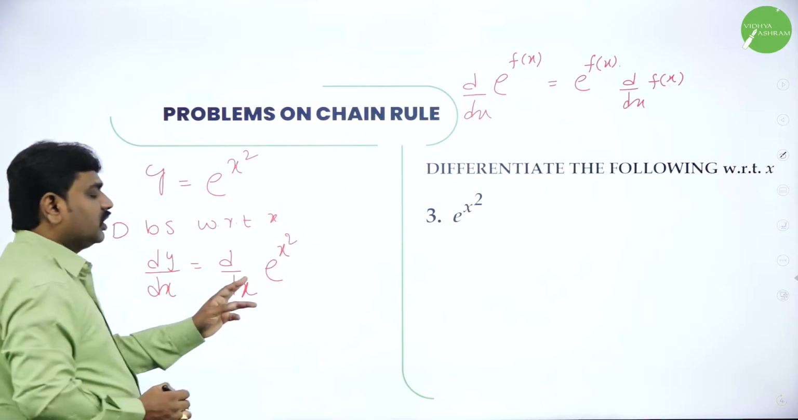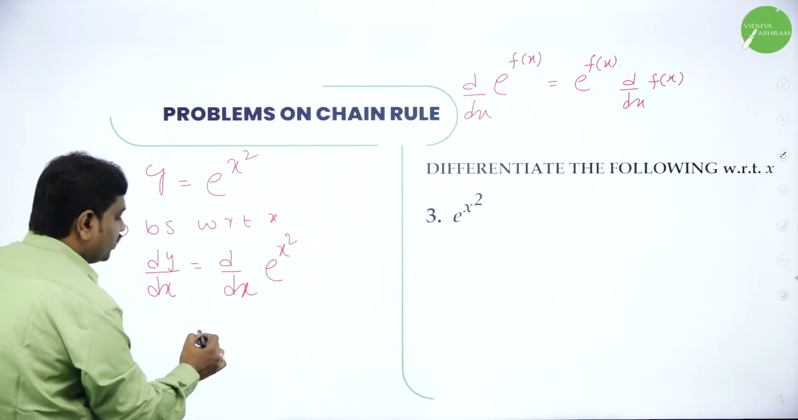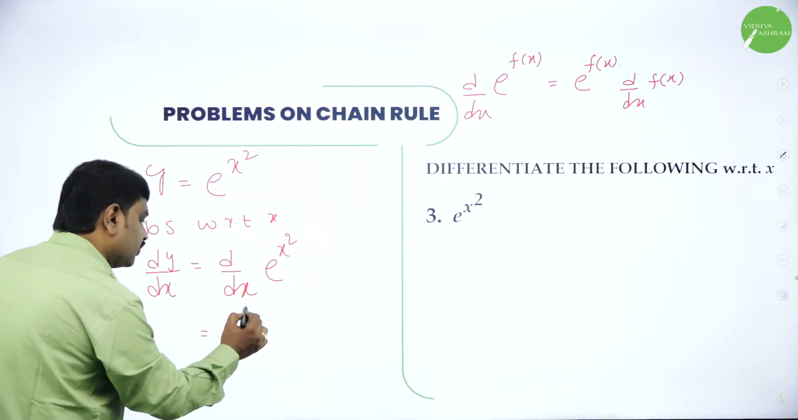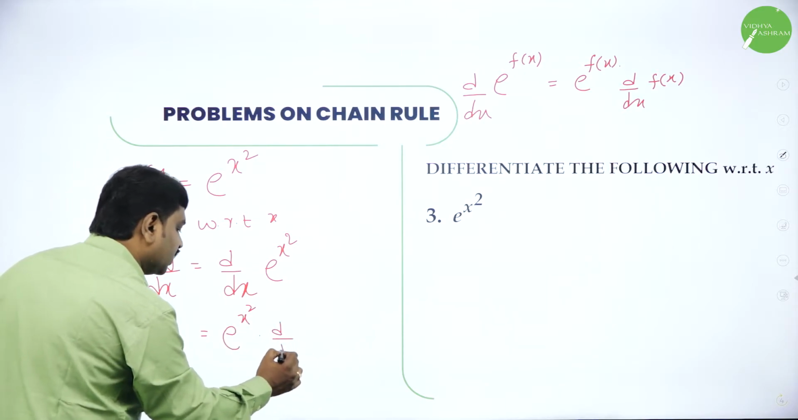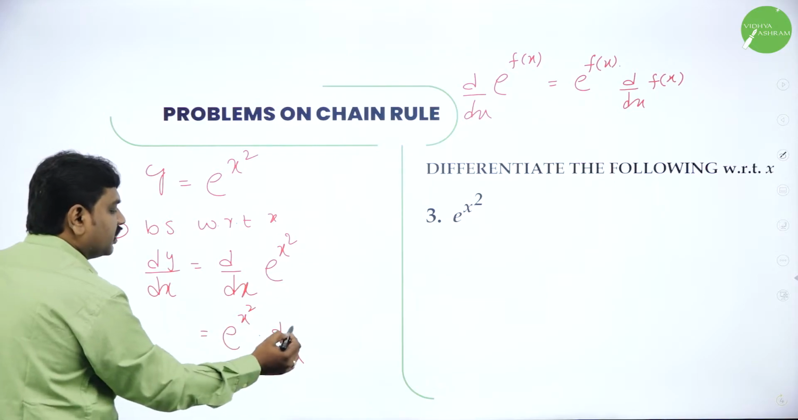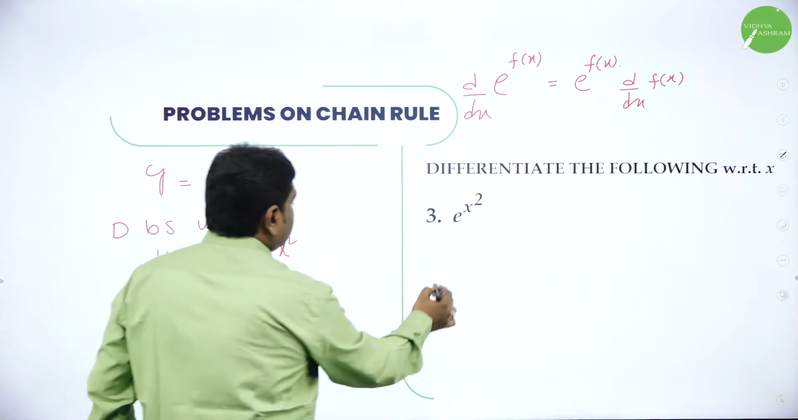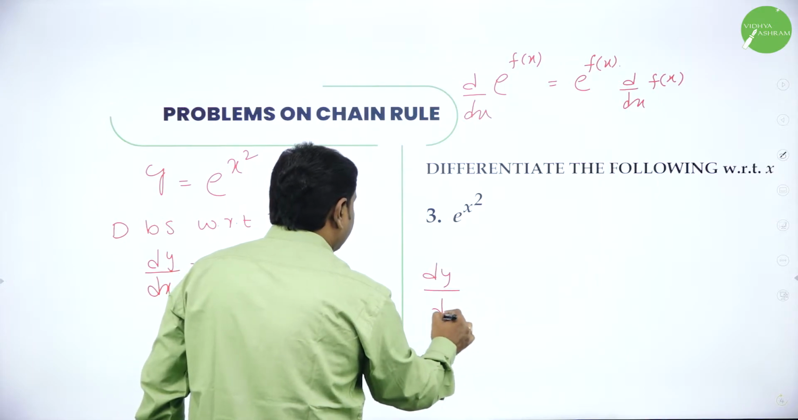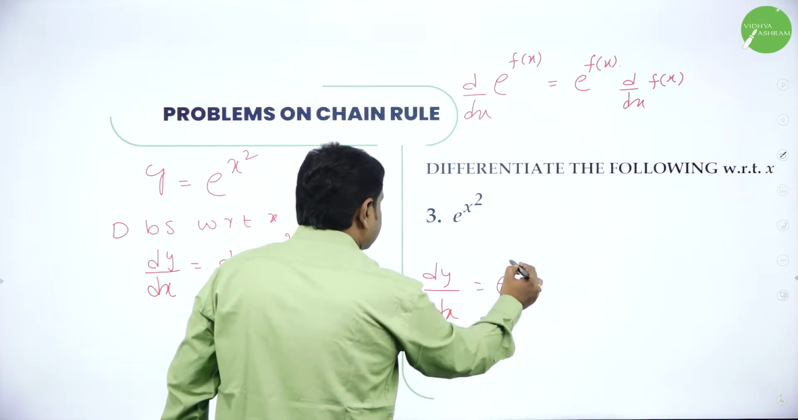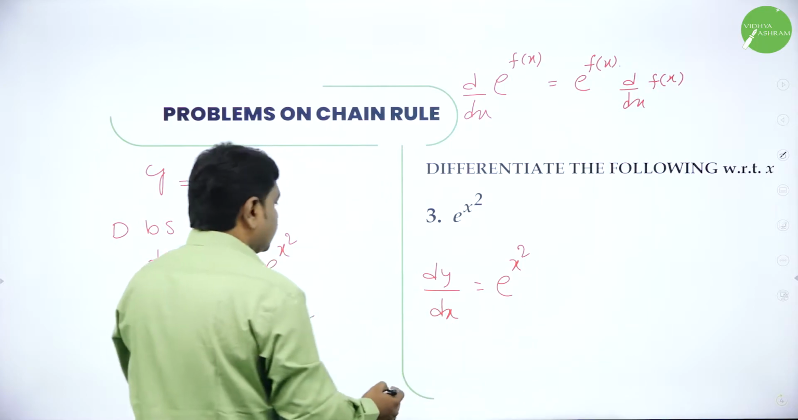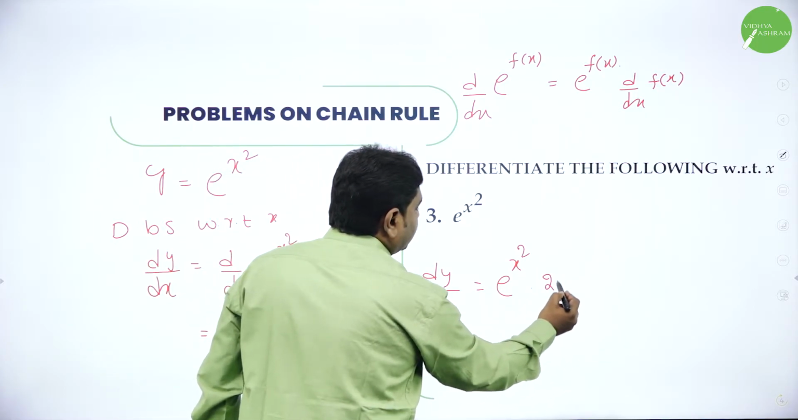It is in the form what? e power f of x. So the derivative of e power f of x is e power f of x into d by dx of the internal function f of x. Here what is the internal function? x square. So in my next step we will get dy by dx is exactly e power x square into the derivative of x square, which is 2x.